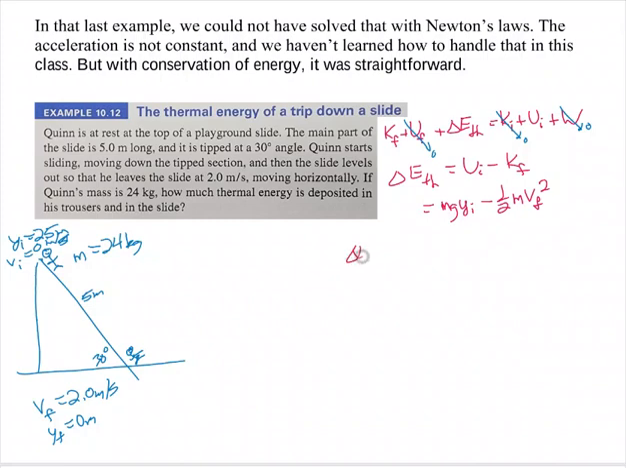So delta thermal. I'm going to factor out the M. So that was 24 kilograms. Okay, 9.8. Y initial, what was it? 2.5 meters? Yep. Minus 1/2. I factored out the M. And then V final, 2. Don't forget that squared.